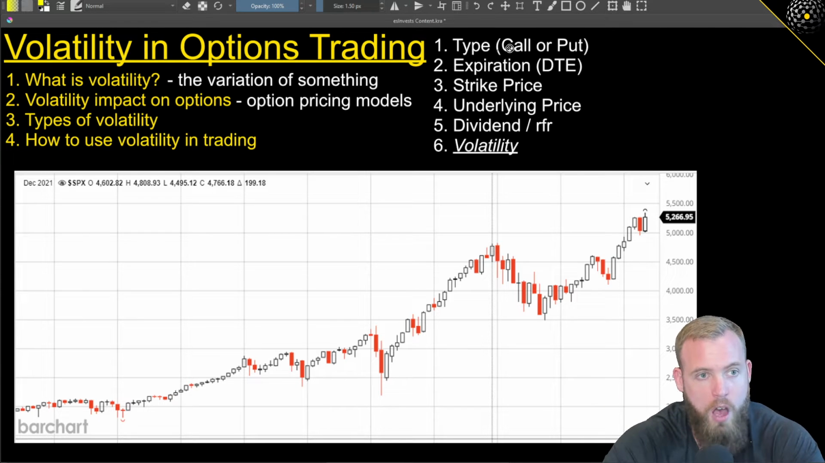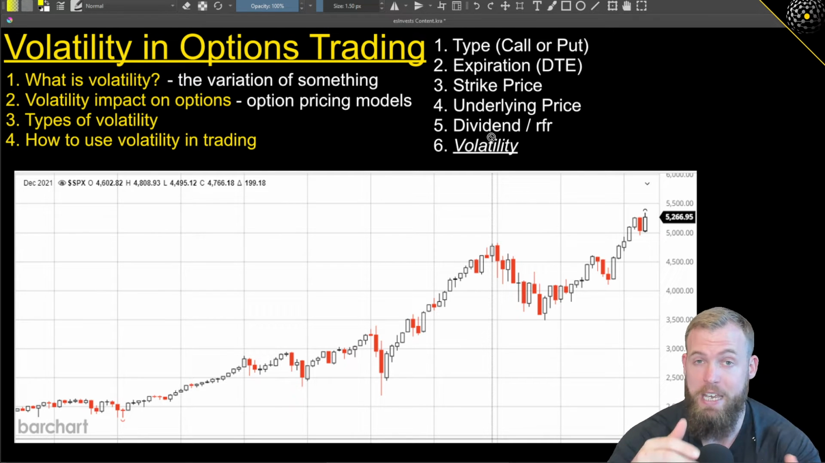As you look at all of these different inputs into a prospective pricing model like Black-Scholes-Merton, what do you notice? Well, we know up front if it's a call or a put, we know when it expires, we know the strike price, underlying price, the dividend, and the risk-free rate. We know all of this. What is the one thing that we don't actually know? It's volatility.